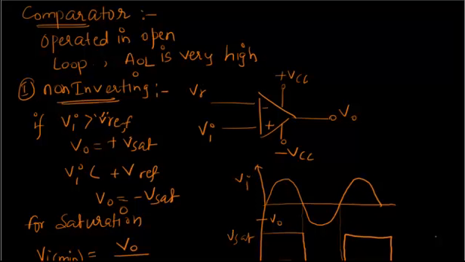Let us discuss comparators now. The basic thing you should know about a comparator circuit is that a comparator is always operated in open loop conditions. Till now, all the circuits we have discussed have been operated in closed loop. This is an open loop circuit. I have already told you that AOL, the open loop gain, is very high. So taking these assumptions, now we are going to discuss our basic comparator circuit.